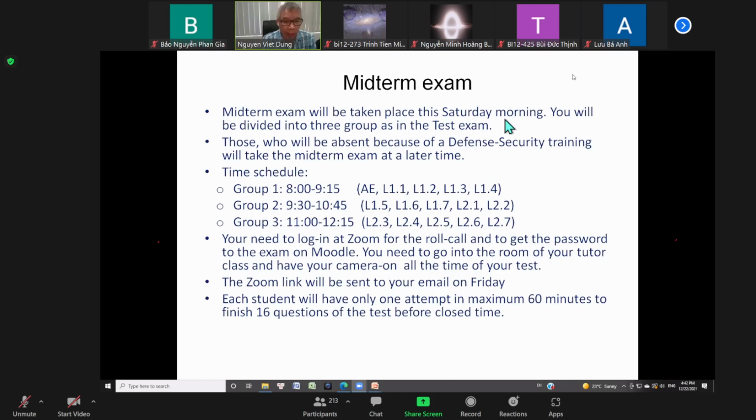The duration for the test will be 60 minutes, and you have to finish 16 questions before the close time. The close time is here for the first group, here for the second group, and here for the third group. There is one more thing. You can go to Moodle to do the exam if you get the password from your friend or by some way. But however, if you do not show up in Zoom, your test will be dropped.